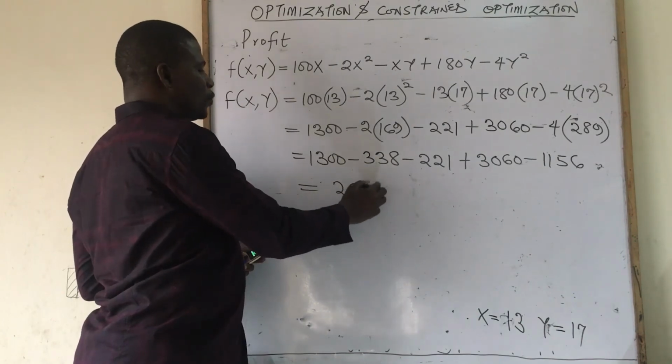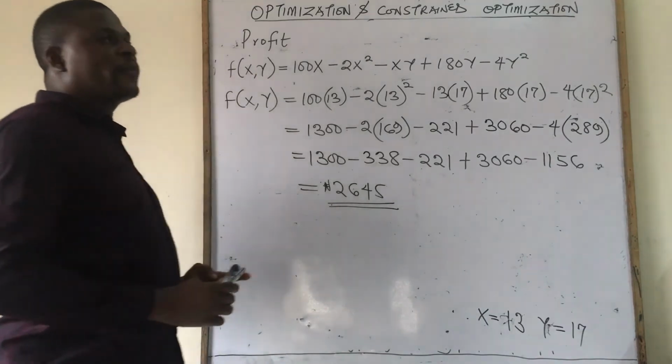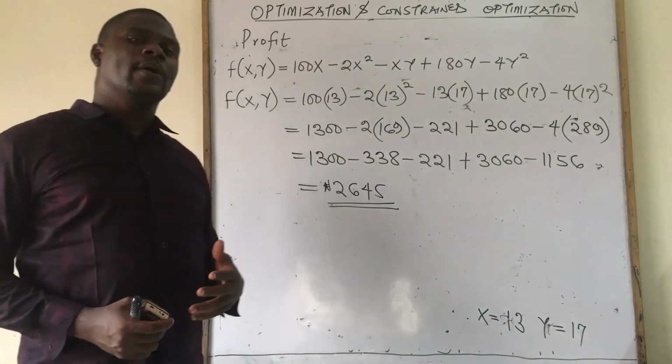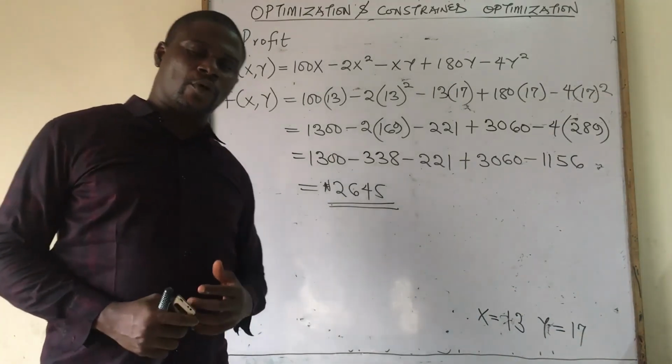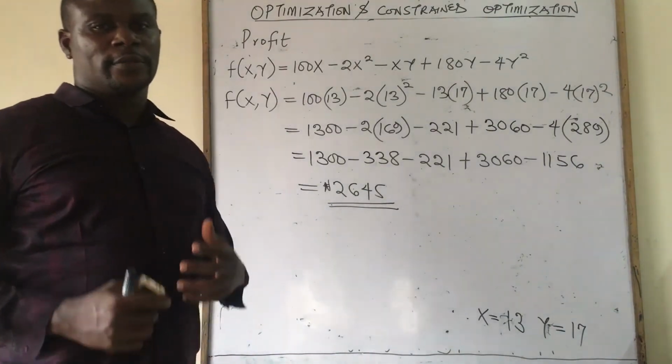2645. So 2645 is the total profit of the firm. And so this is how to go about the substitution method or direct method in constraint optimization. Thank you.